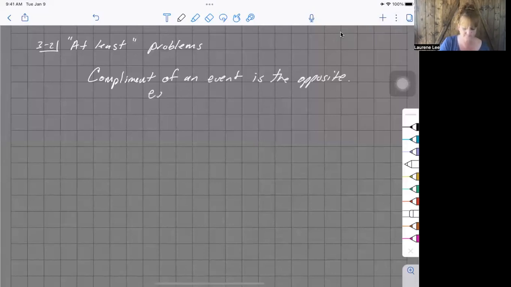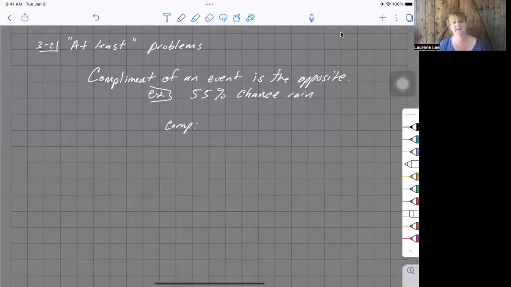So, for example, if I say there's a 55% chance of rain, then the complement is the probability of that not happening, the opposite of that. One thing that the complement always has is the word not in it. Whatever you want, the complement is not that. So the complement would be a 45% chance that there's no rain.